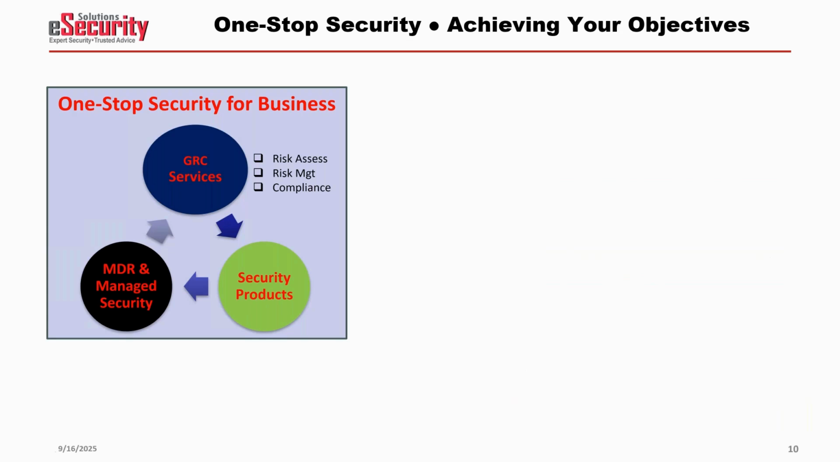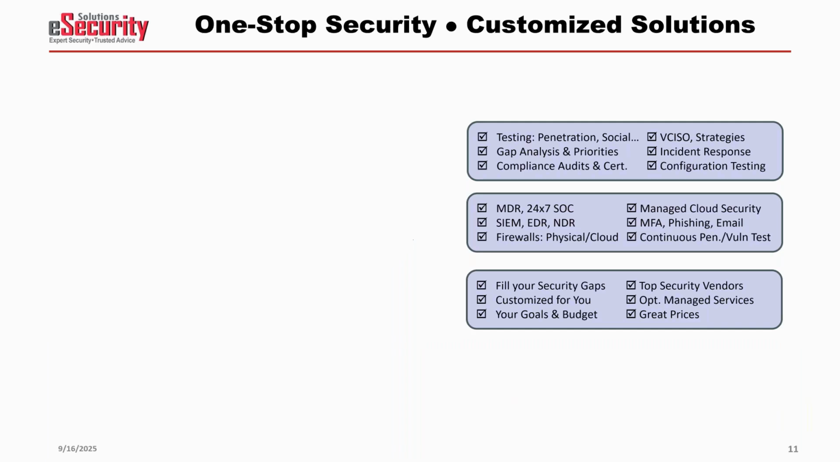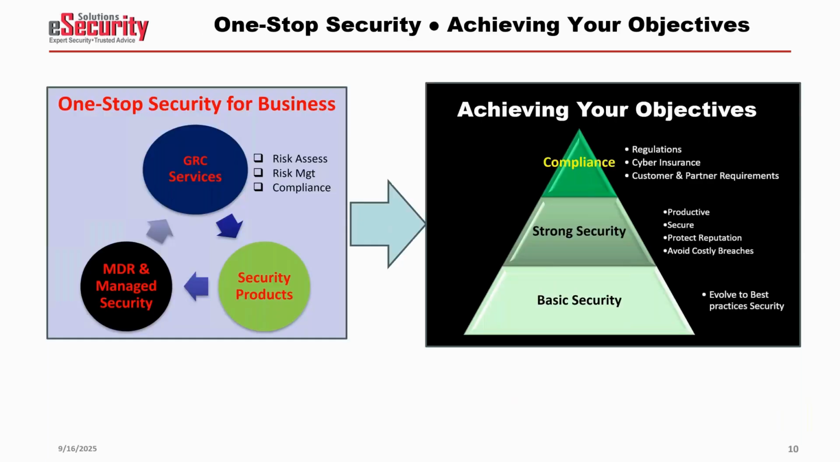Our eSecurity solutions provide 3 different types of solutions for customers, and our goal is to be your one-stop security solution provider. It's GRC solutions, with governance, risk and compliance, risk assessments, and things like that; security products; and managed detection and response, and managed security. And we do that to help our customers either be compliant, achieve strong security, or basic level security. And there actually was something on the bottom which isn't showing up, which is our list of vendors.